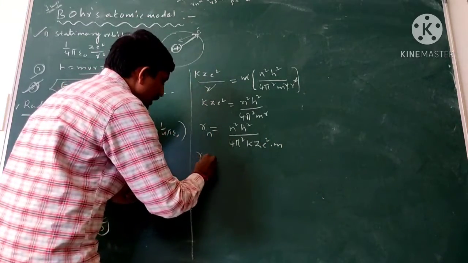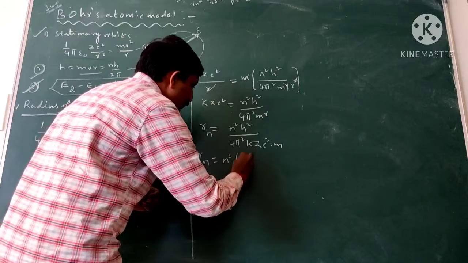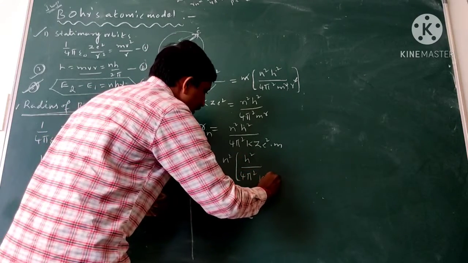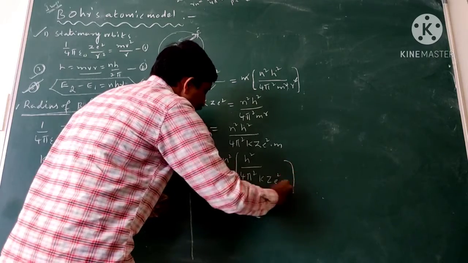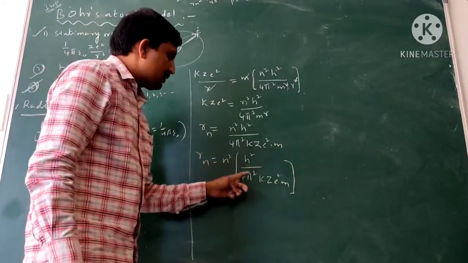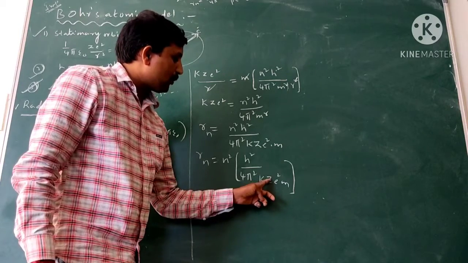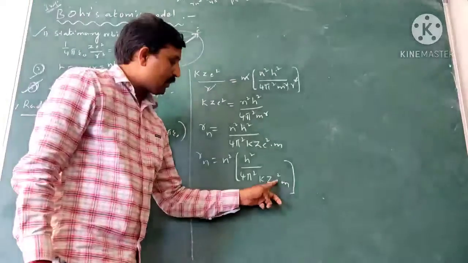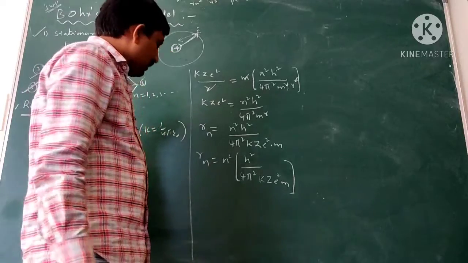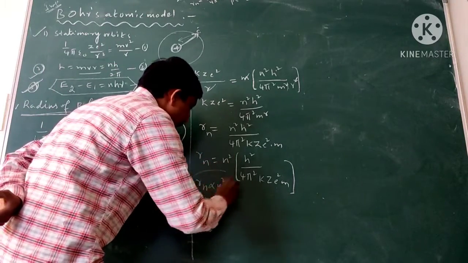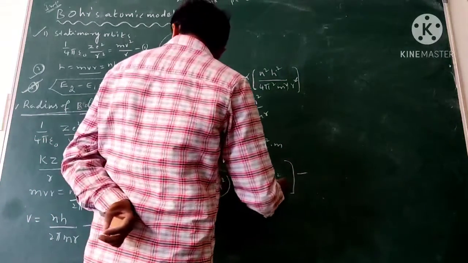Okay, so Rn is equal to n square h square by 4 pi square k z e square m. These are all constants. h means Planck's constant, k means 1 by 4 pi epsilon naught, z means atomic number, e is the charge of electron, m is the mass of electron. So Rn is directly proportional to n square.